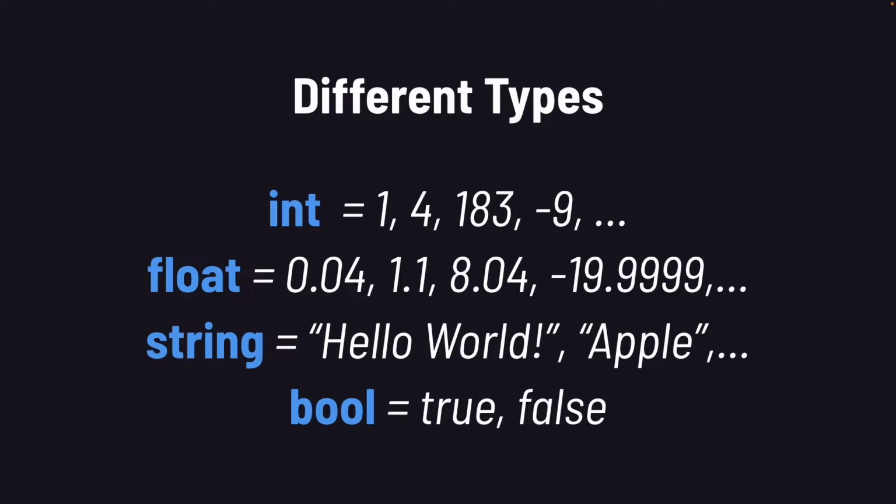And the 4th type I want to introduce to you is bool or boolean. Bool is special, but is used very often, because bool can only contain 2 values. A bool is either true or false. You will learn where bools are good later.